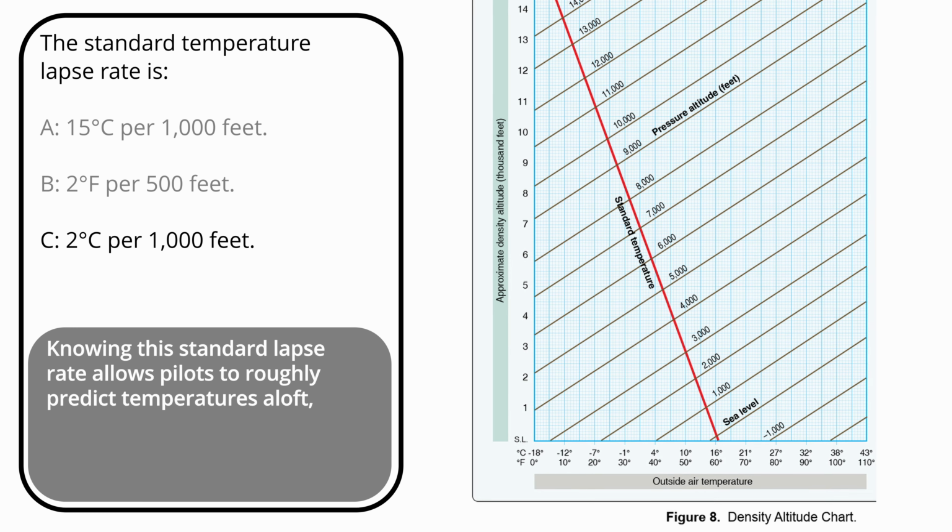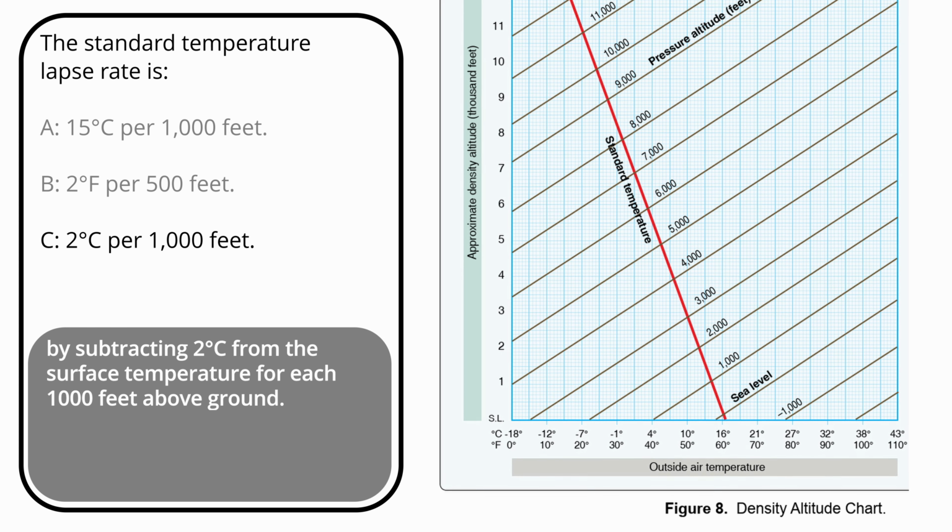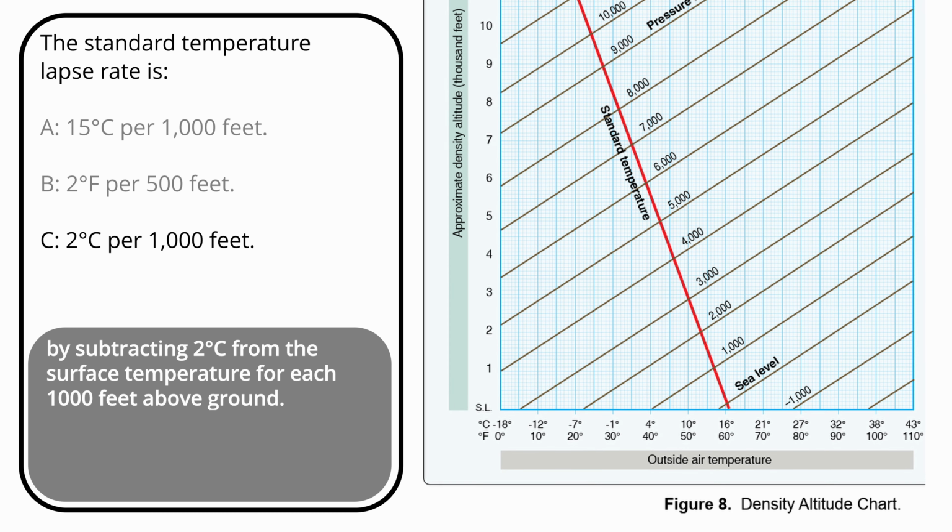Knowing this standard lapse rate allows pilots to roughly predict temperatures aloft by subtracting 2 degrees Celsius from the surface temperature for each 1,000 feet above ground.